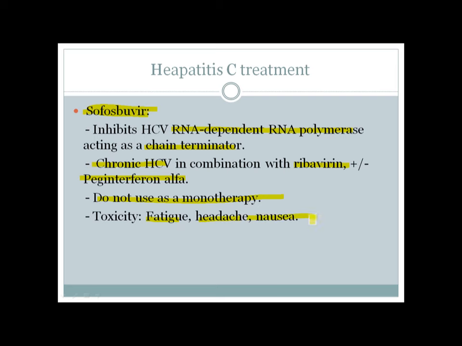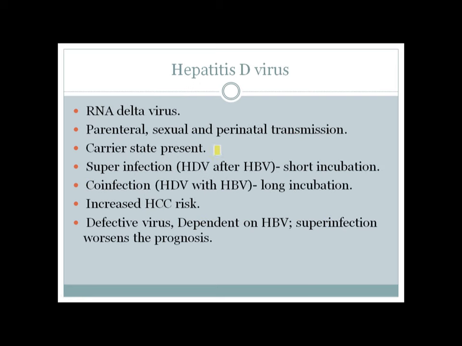fatigue, headache, and nausea. Hepatitis D virus is an RNA virus, of the delta virus family, and it can be transmitted like the hepatitis B virus, which is parenteral, sexual, and perinatal transmission. And also it has a carrier state like hepatitis B and C virus. And it can cause superinfection, so maybe someone had a hepatitis B virus infection, and right now he again got infected with hepatitis D virus, so it's called superinfection.